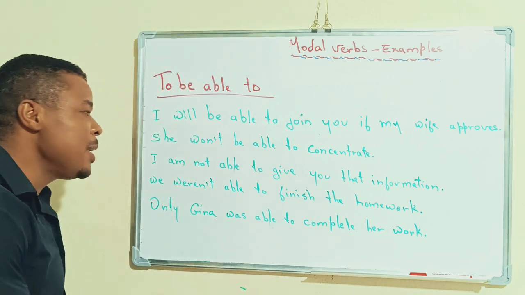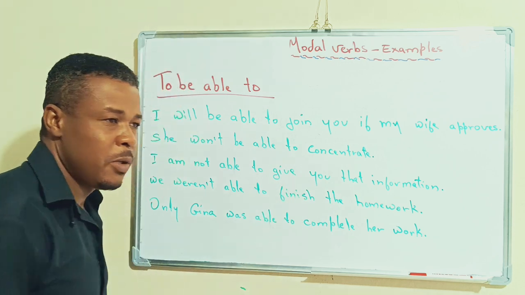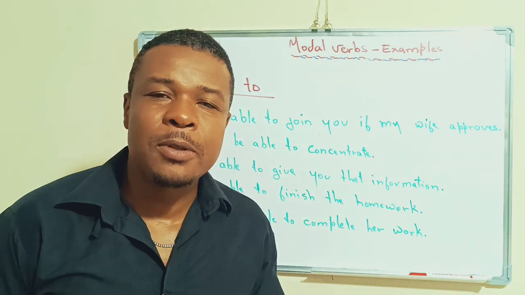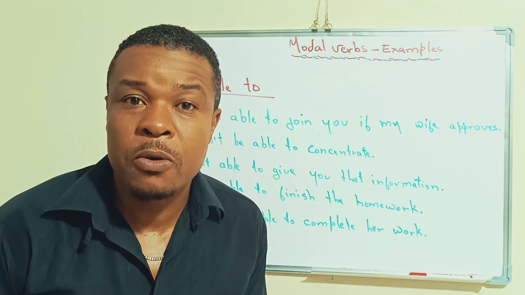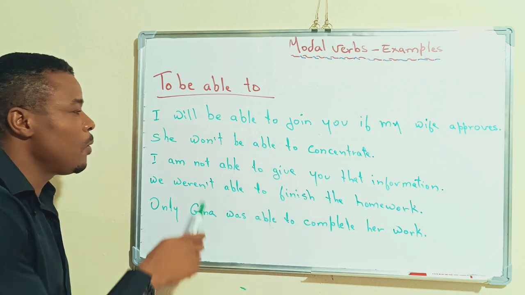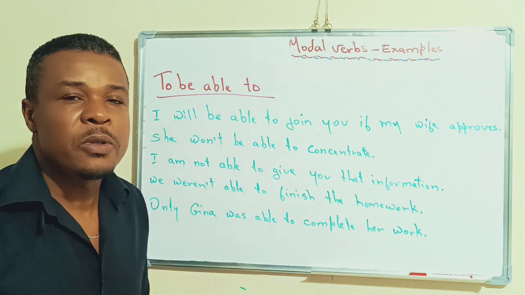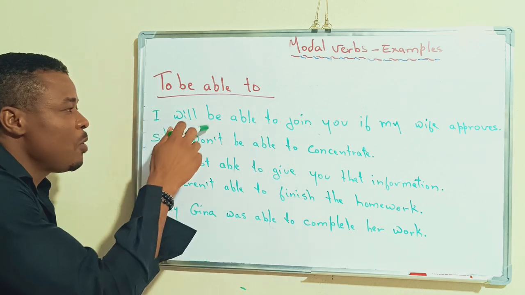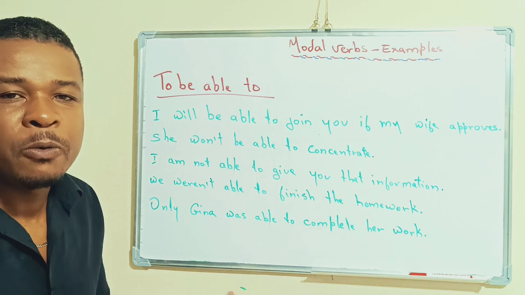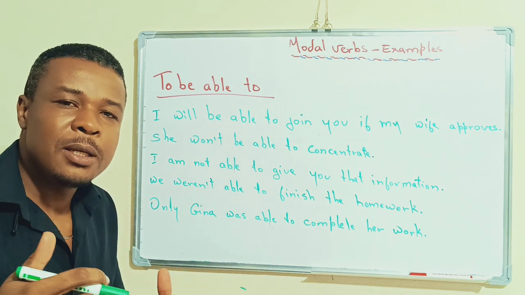All right? And the next one is, she won't be able to concentrate with her husband here, you know, or with her kids here. Ella no podrá concentrarse. She won't be able to concentrate. Es un futuro, pero en negación. She will not be able to concentrate. Okay? Es casi el mismo verbo to be, pero en este caso, como está acompañado de able to, se convierte en un verbal expression, which changes its meaning.